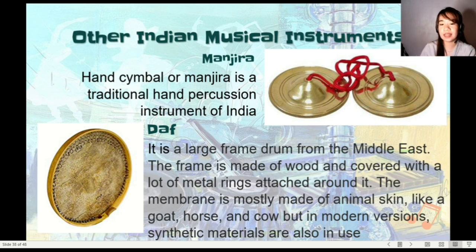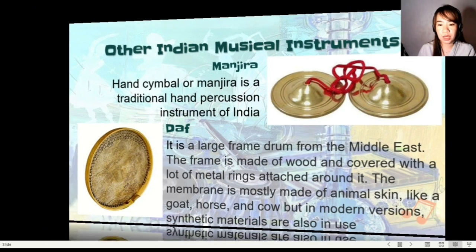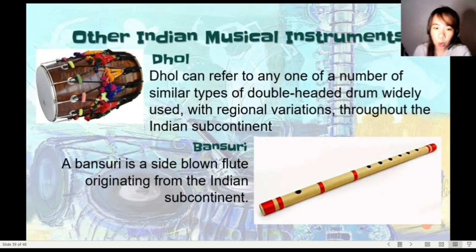And then daf, it is a large frame drum from the Middle East. The frame is made of wood and covered with a lot of metal rings attached around it. The membrane is mostly made of animal skin, like a goat, horse, and cow, but in modern versions, synthetic materials are also in use.